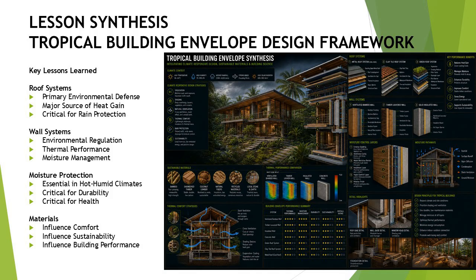Successful tropical building envelopes do not depend on a single strategy. Instead, they combine multiple environmental responses. A successful tropical building might include a reflective roof, ventilated roof cavities, proper insulation, moisture-resistant assemblies, climate-responsive materials, and natural ventilation systems. When these systems work together, environmental performance improves dramatically. The most important lesson is that architecture is never separate from climate. Climate influences every design decision.